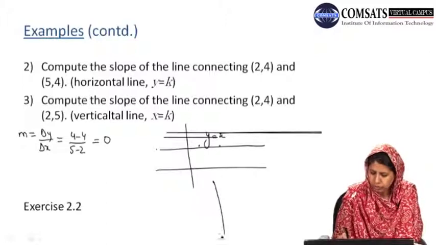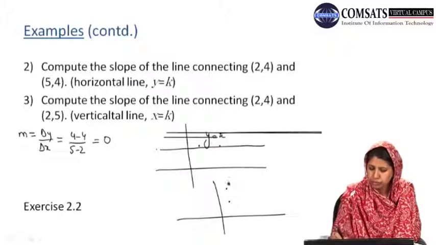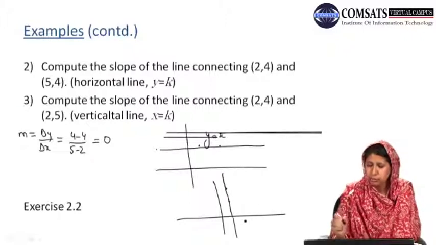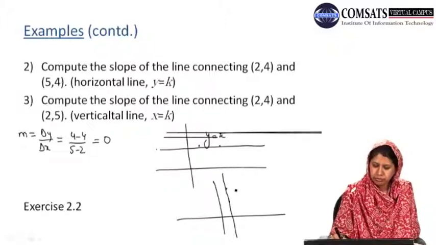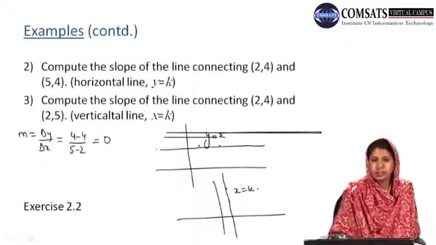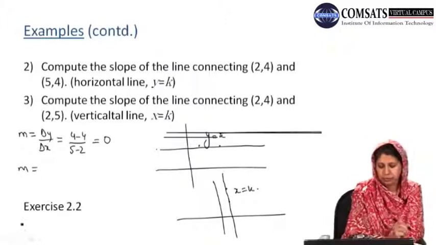Okay, let's draw it again. This is the point (2, 4) and this is the point (2, 5). Then the line connecting these 2 points is a vertical line, that is x equals k. So what will be the slope in this case?